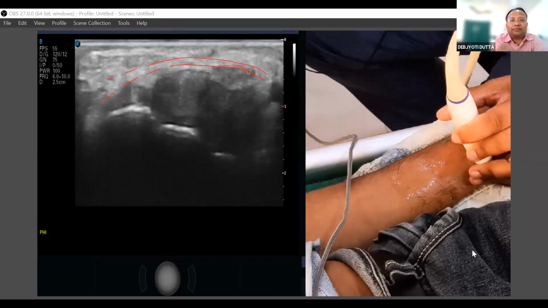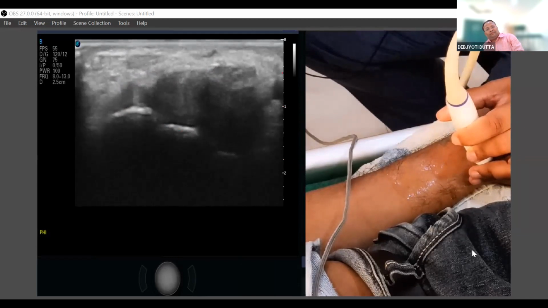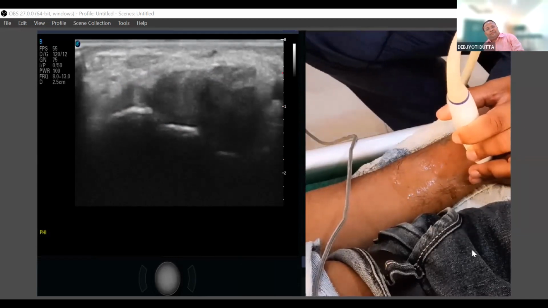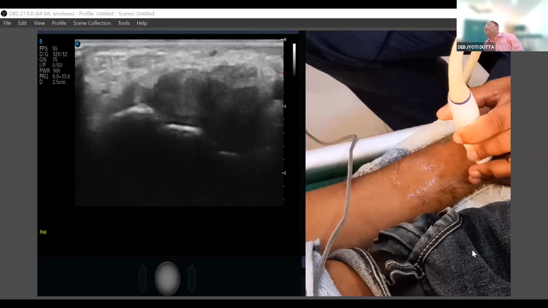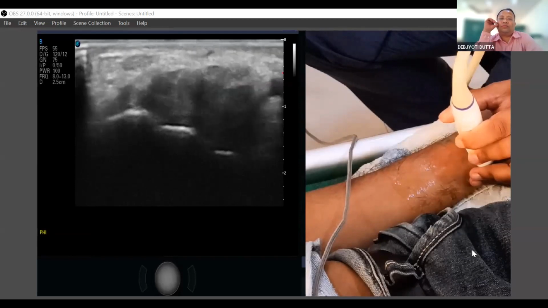Now, to make it clear, let us do some maneuvers. In ultrasound, what we commonly do is increase the frequency, and 17 is not required. I think 13 is good enough, and we need to change the focus. So can you see the median nerve clearly? Yes, that's the median nerve. Are you clear?